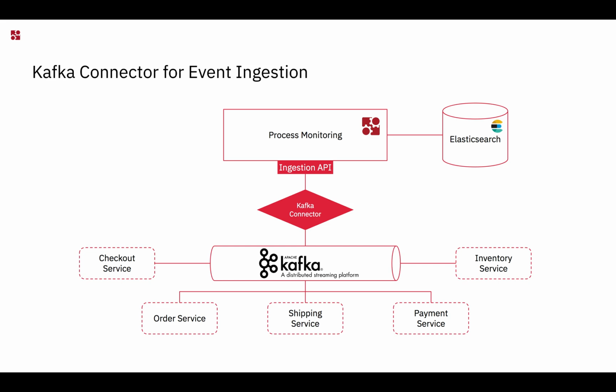So here you can see the whole architecture at a glance. We see that the process monitoring solution comes with a flexible ingestion API that's used by a predefined Kafka connector. You can easily connect this to your existing microservices infrastructure. So, let's have a look at how this works in a short demonstration. Imagine that you've ingested the events into the process monitoring solution for orders. We're going to open the user interface next.